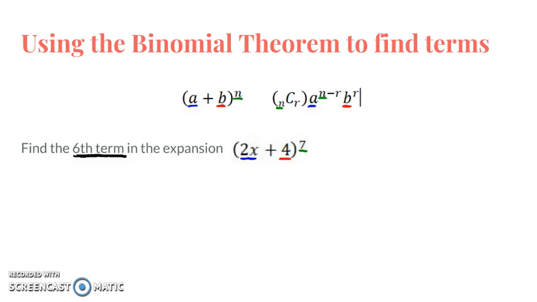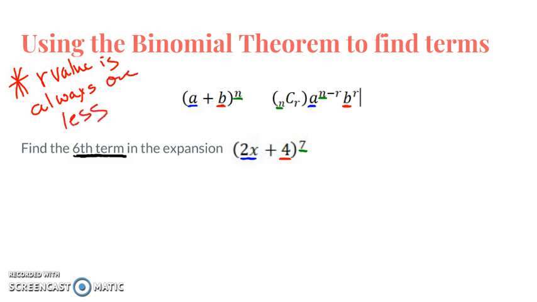So let's make a note up here. R value is always 1 less. So if I'm looking for the sixth term, my r value is going to equal 5. So I'm going to plug that 5 in here, that 5 in here, and that 5 in here. So let's go ahead and do that then. My n was 7, so I've got a 7 choosing, and my r value we said was 5.